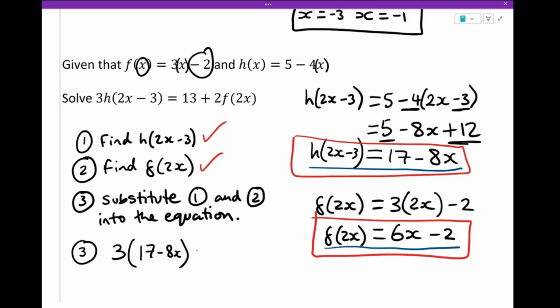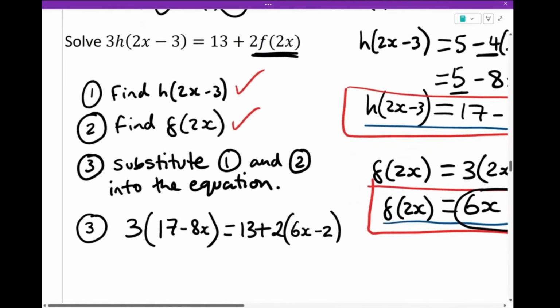Now let's focus on the right-hand side. So we've got the 13. So I'm just going to write the 13 in. And we've got the plus. And then we've got a 2. So we're going to write that in. And that's multiplying f of 2x. So I'm going to open my bracket. And inside my bracket, I'm going to replace the f of 2x with what it's equal to, which is the 6x subtract 2 down here. So I'm going to write 6x subtract 2 and then close bracket. So now my equation no longer has any function notation in it. Okay, so now it's going to be much easier to solve.